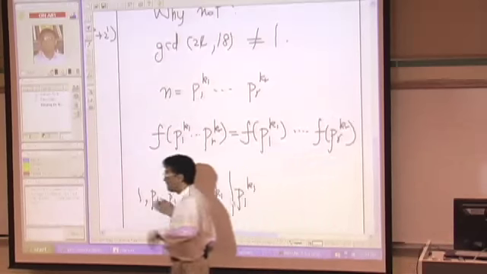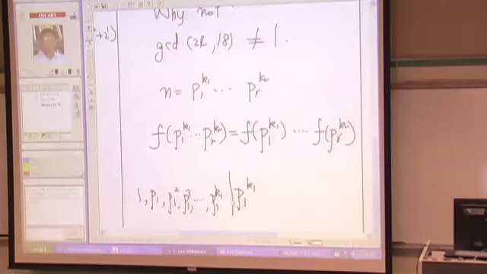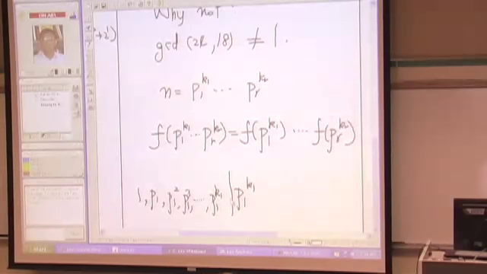Do you get it? If the function is multiplicative, then you only care about the factors. But what factors? Prime factor. For each prime factor, there are not very many divisors. There are only a limited number of divisors.